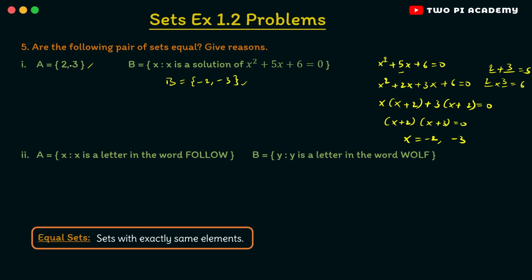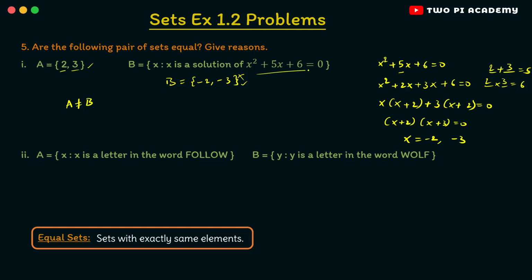Now we have to compare the elements. Here there is 2, but here there is no 2. And here there is 3, and here also there is no 3. These are both negative of this. So therefore, they do not have exactly the same elements. So therefore, they are unequal sets. So you will say A is not equal to B.